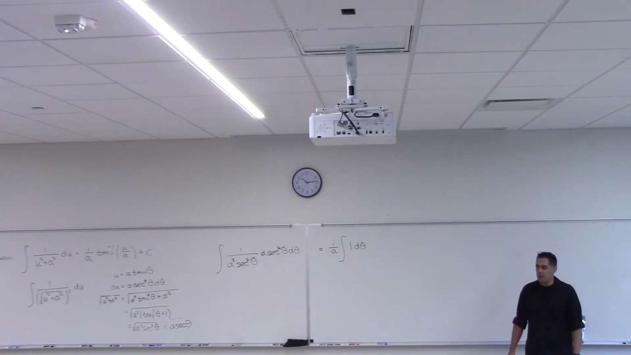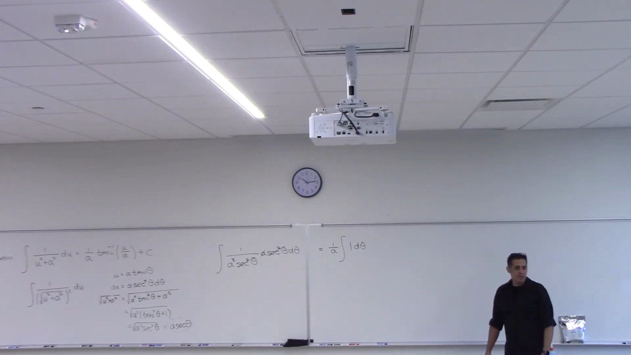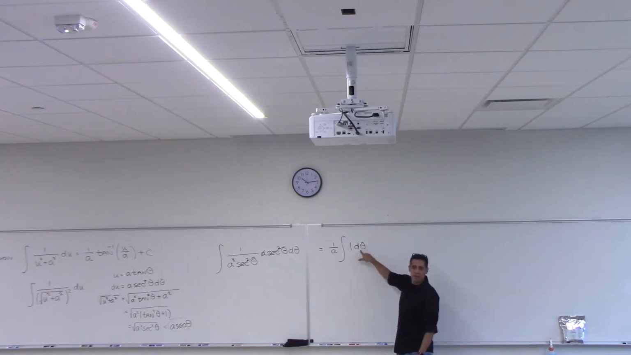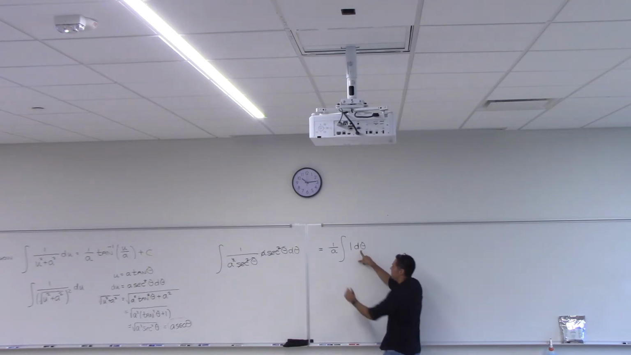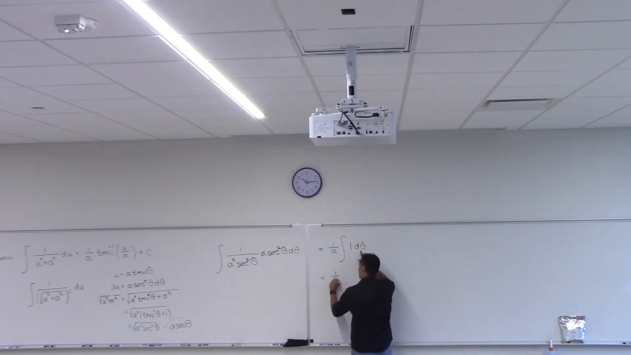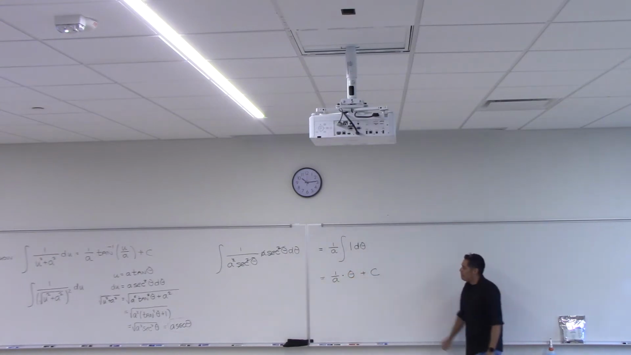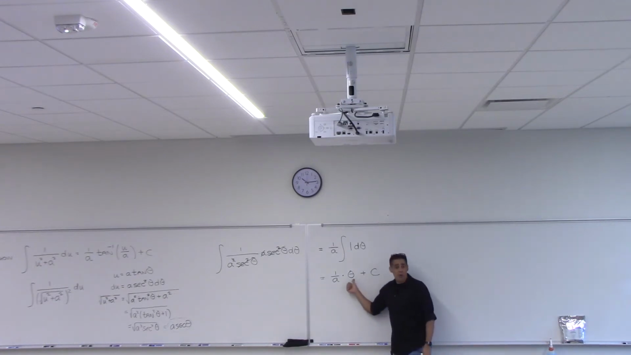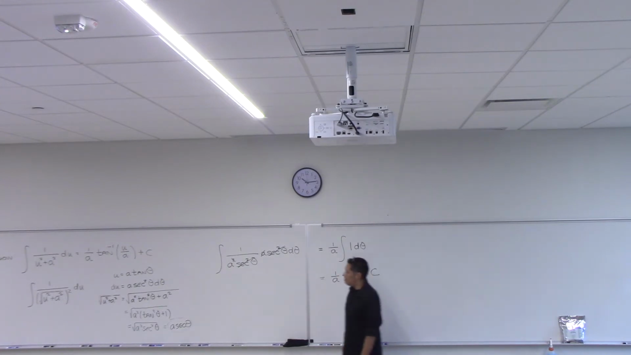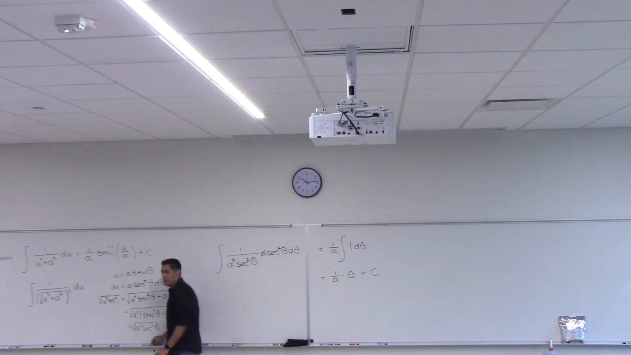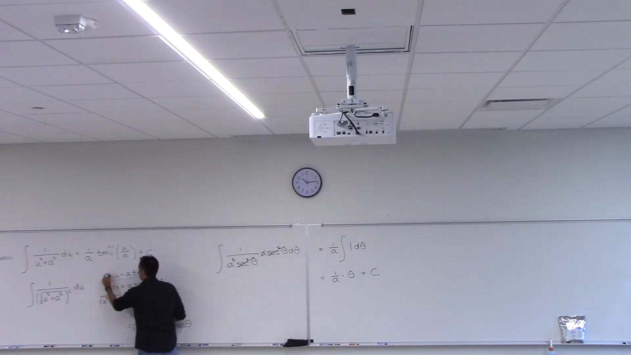Any questions? We're not done, but we're good? What's the antiderivative of 1? Theta in this case, because we've switched the variable to theta. So the antiderivative of this would be 1 over a times theta plus a constant. We need to know what theta is. What's theta? We need it in terms of u. So we come back over here to our trig sub, where we made our trig sub. This is it right here.